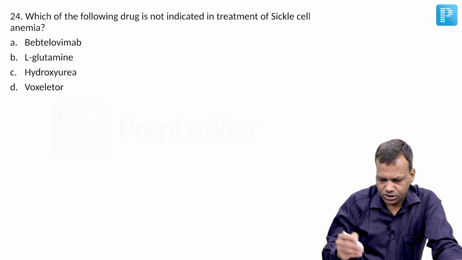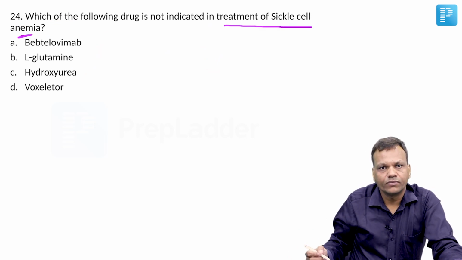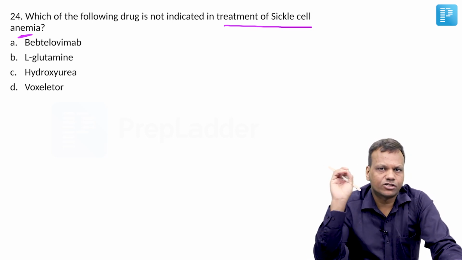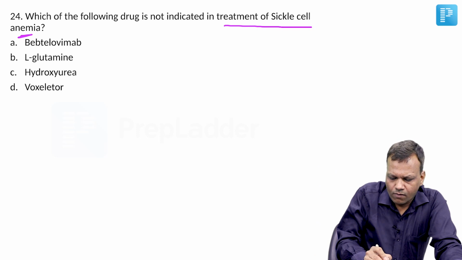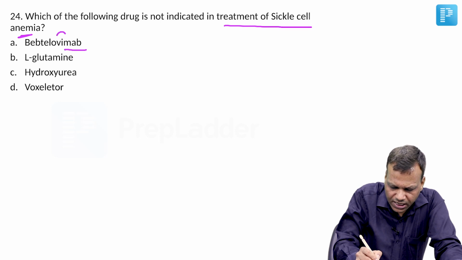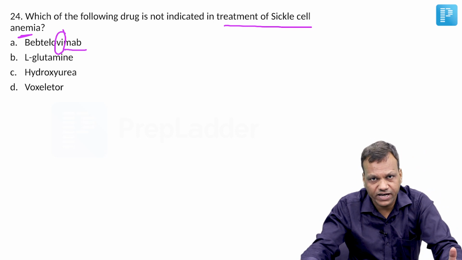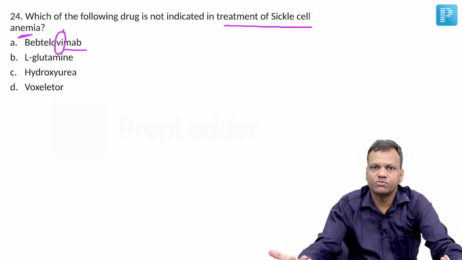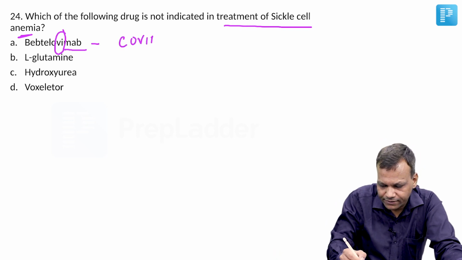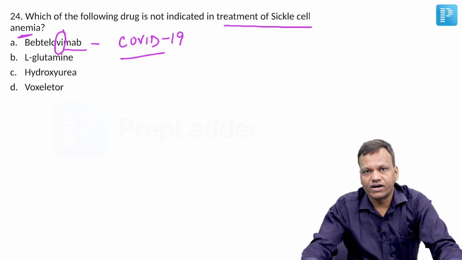Okay. Moving to the next question: which drug is not indicated in treatment of sickle cell anemia? Now this question you can answer without knowing anything, if you know the nomenclature of the monoclonal antibodies. Bebtelovimab, if you see, is a monoclonal antibody against a virus. Which virus? The virus causing problems for the last 3 years. Yes, that is COVID-19. So this is a monoclonal antibody against the spike protein of coronavirus.